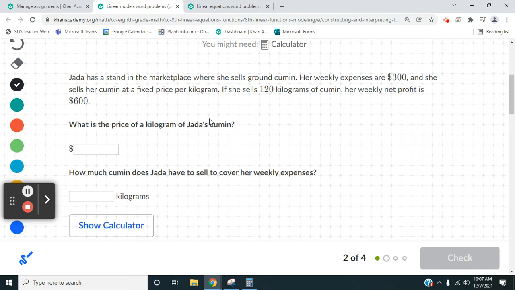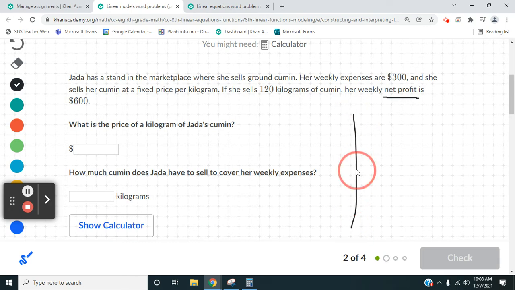Jada has a stand in the marketplace where she sells ground cumin. Her weekly expenses are $300, and she sells her cumin at a fixed price per kilogram. If she sells 120 kilograms of cumin, her weekly net profit is $600. Net profit. Expenses are $300, right?